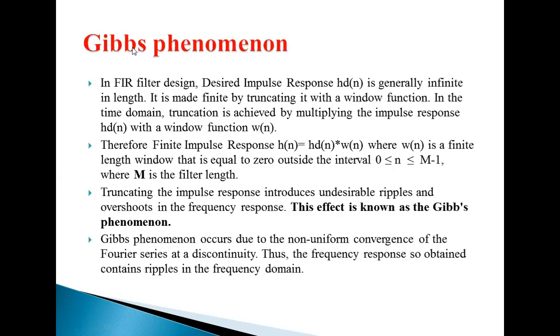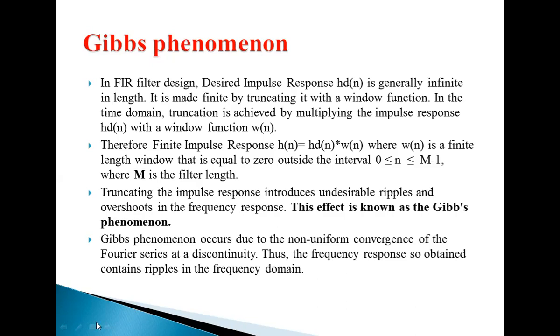So this is how, again, as we know that for the finite impulse response, h of n equals hd of n multiplied with omega of n, where omega of n is a finite length window that is equal to 0 outside the interval 0 to m minus 1. Then truncating the impulse response introduces undesirable ripples and overshoots in the frequency response. So this effect we are calling the Gibbs phenomenon.